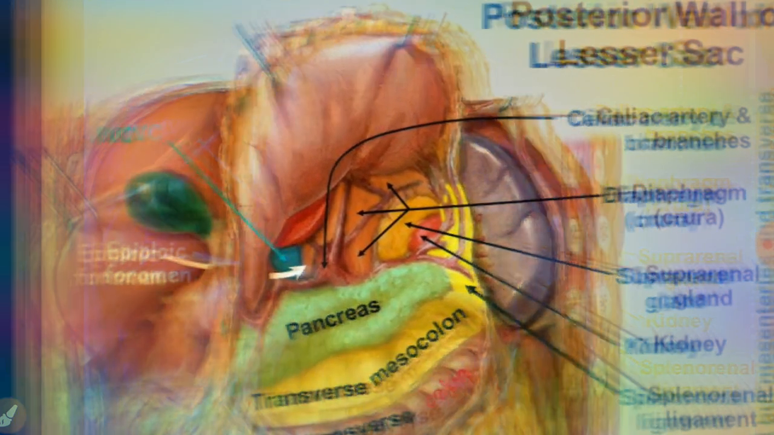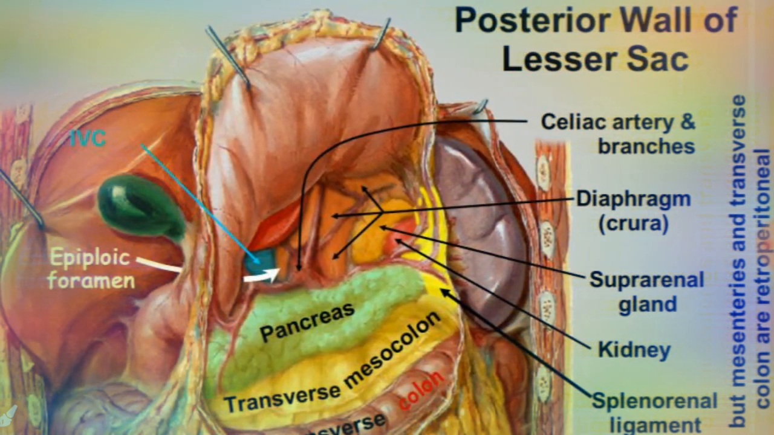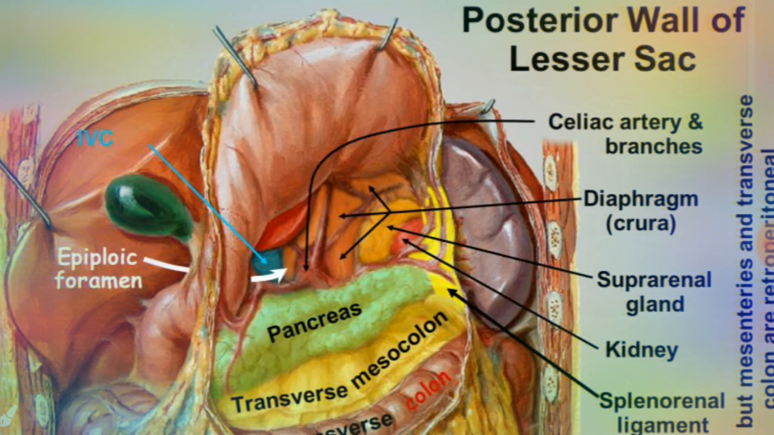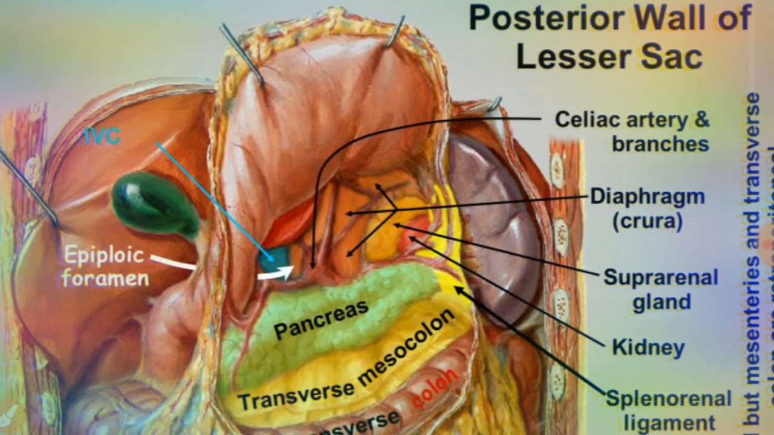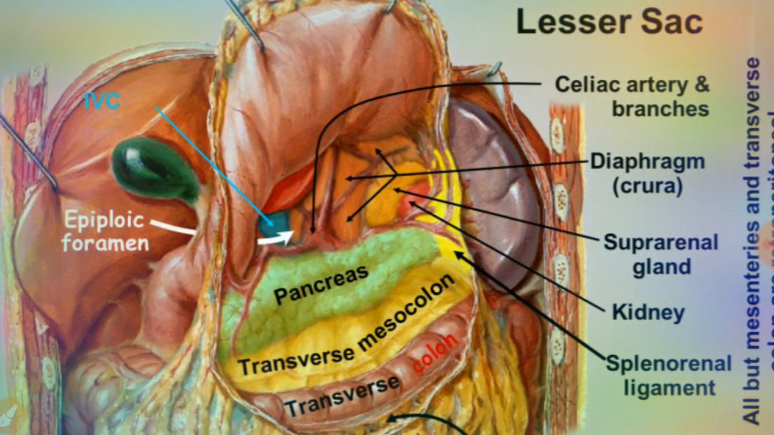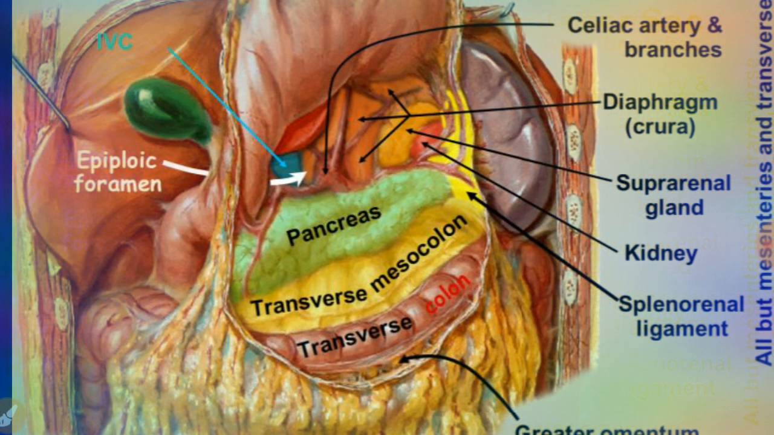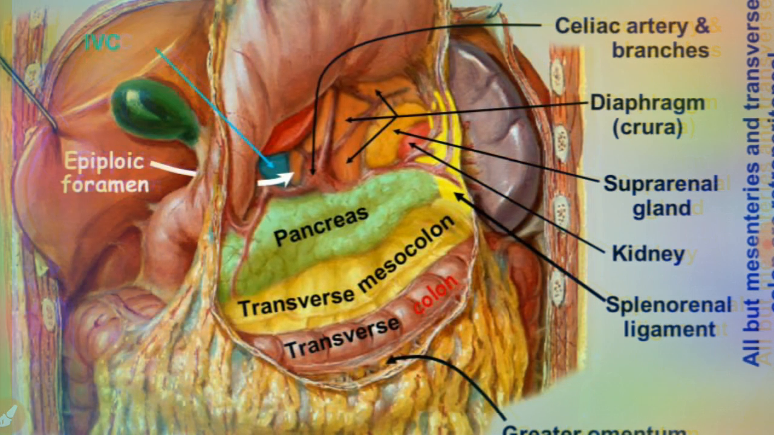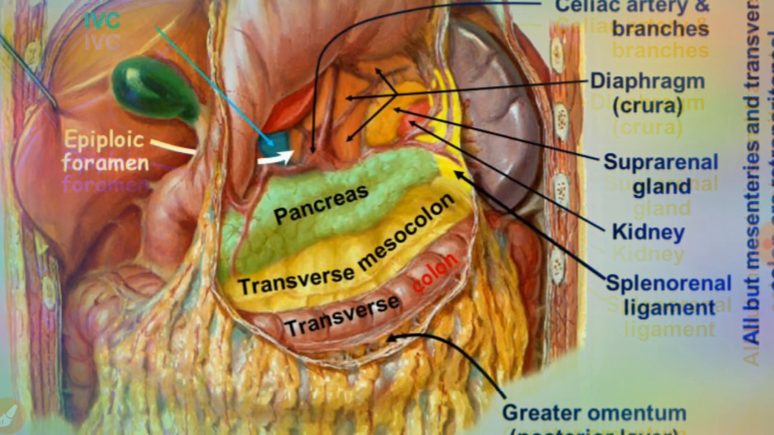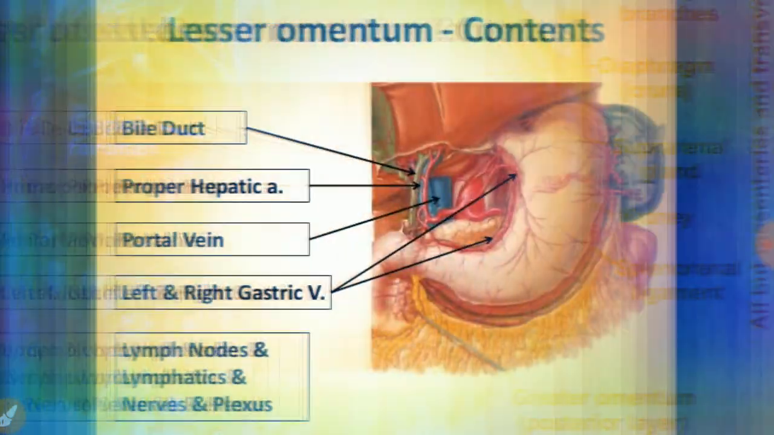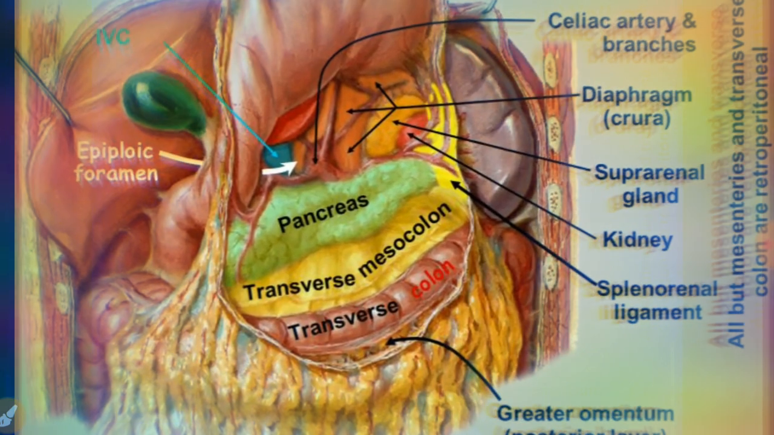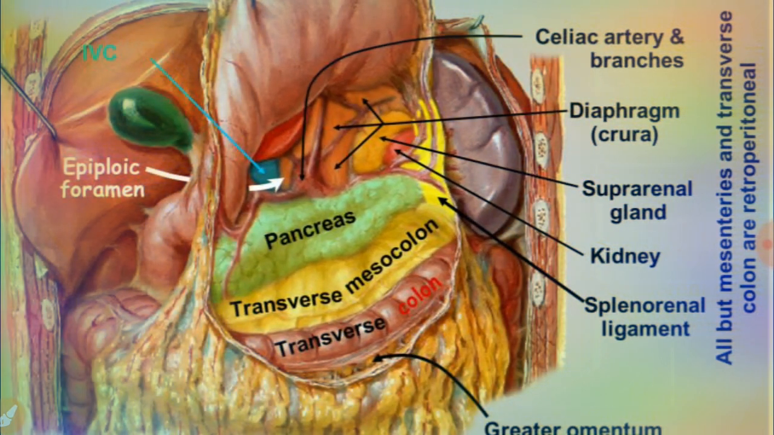Here in the posterior we can visualize the celiac artery and its branches, the lesser sac and diaphragm, crura, suprarenal gland we used to observe, kidneys, and splenorenal ligaments we used to see, pancreas, transverse mesocolon will be present, colon, transverse colon, greater omentum. So here this is the posterior layer of the greater omentum. Okay, this is the epiploic foramen.